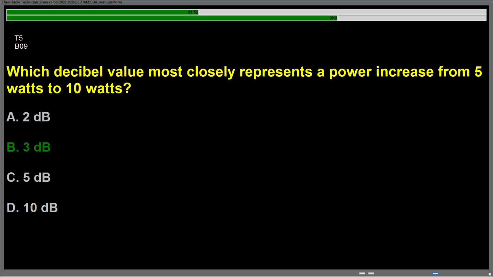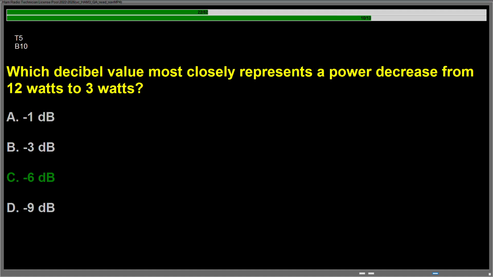Question Bravo 09, which decibel value most closely represents a power increase from 5 watts to 10 watts? Answer is B. 3 dB. Question Bravo 10, which decibel value most closely represents a power decrease from 12 watts to 3 watts? Answer is C. -6 dB.